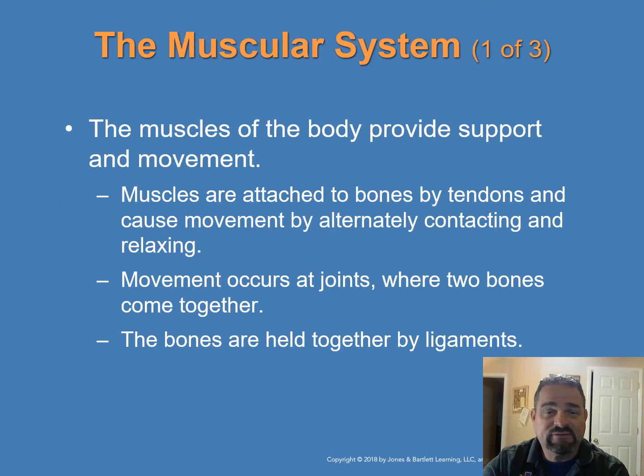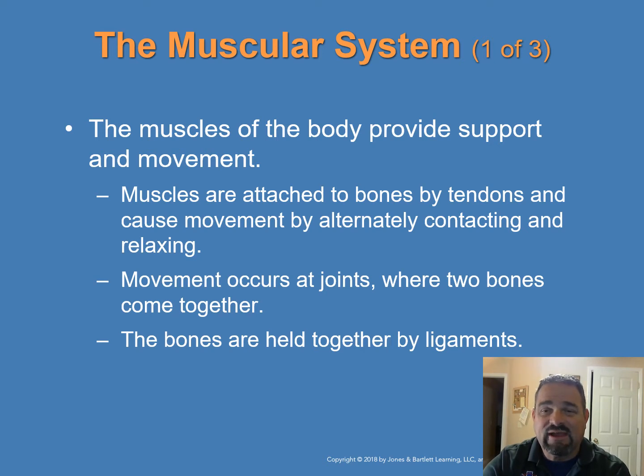All right, so muscular system. The muscles of the body provide both support and movement. Okay, muscles are attached to bones by tendons and cause movements by alternately contracting or shortening, and relaxing or lengthening. So contraction is to shorten. To relax the muscle is to lengthen. The musculoskeletal system gets its name from the coordination between the muscular system and the skeletal system that produces movement.